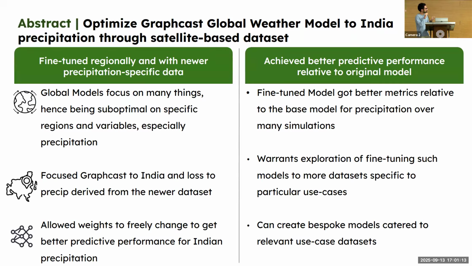This is because global models focus on many things, and hence they could be suboptimal on specific regions and variables, especially precipitation. So we focus GraphCast to India and the loss to a precipitation specific to India derived from this newer data set. And we allow the weights of the model to freely change to get better predictive performance for Indian precipitation. And with this simple idea, we got better predictive performance relative to the original model.